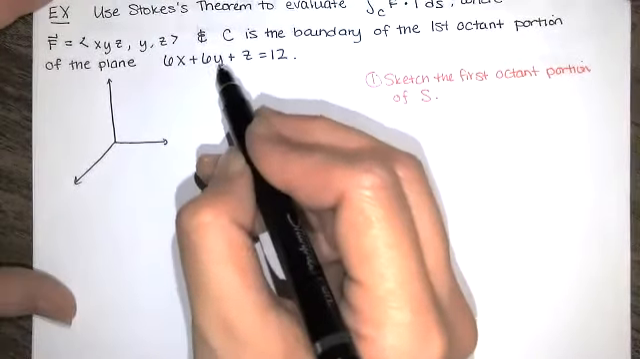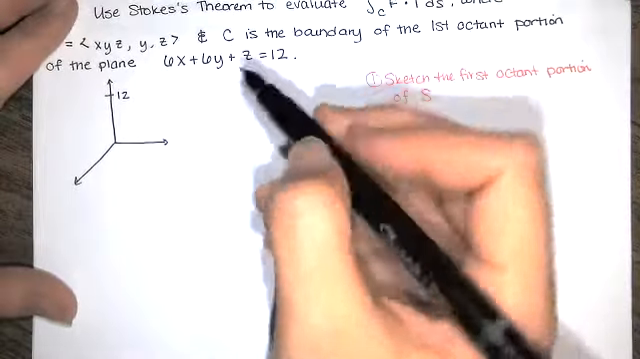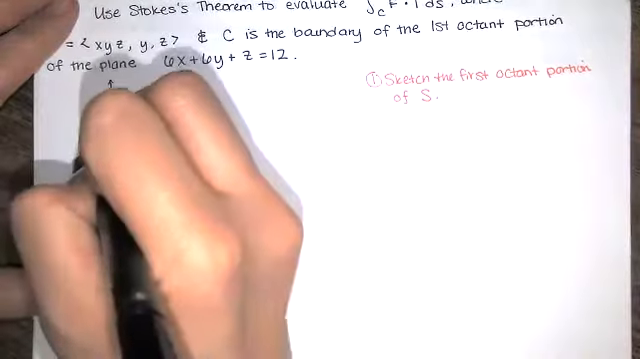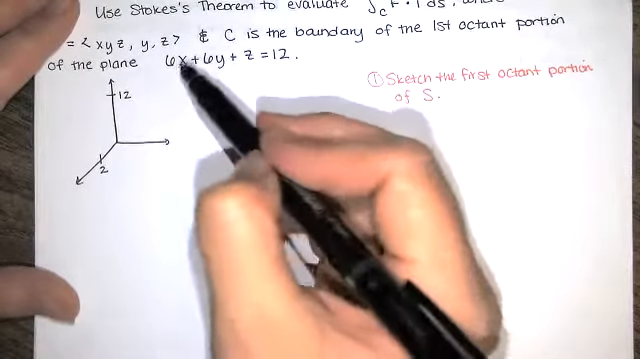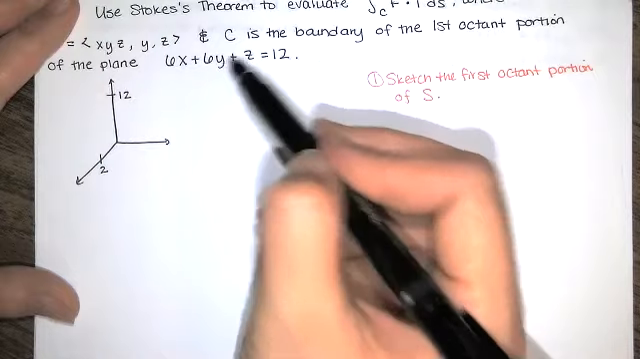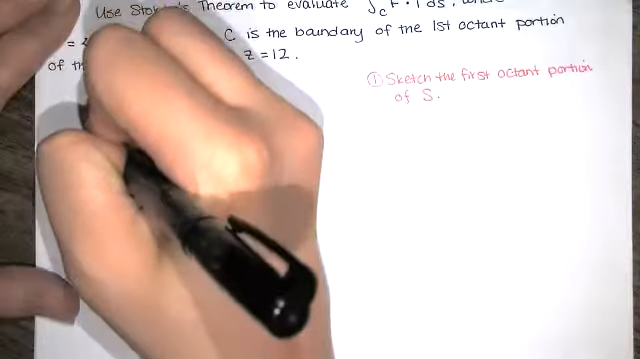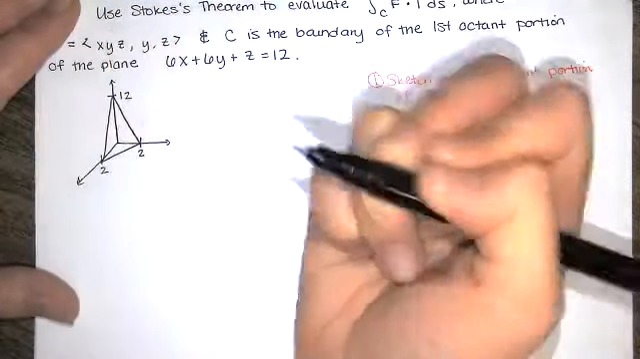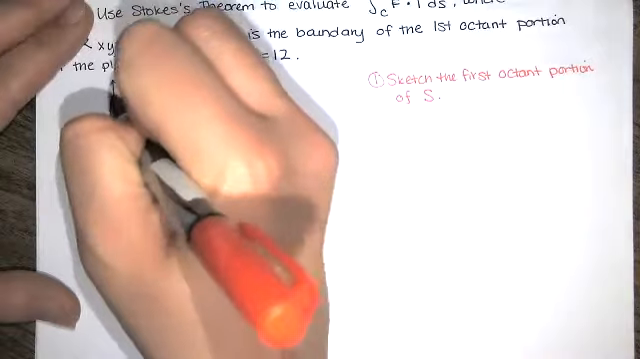When x and y are both 0, we get z equals 12. When y and z are 0, we have 6x equals 12, so x must be 2. And if x and z are 0, we get 6y equals 12, so y must be 2. So this is our plane. So that is our surface, S.